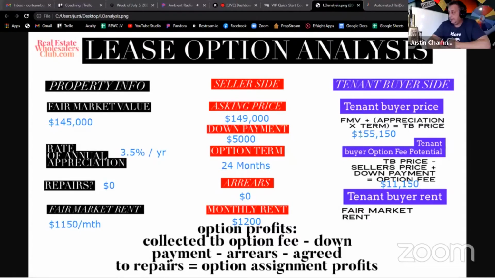So if I sell the house at 155,150 to the tenant buyer, and he puts down $11,150, that brings it all the way down to $144,000, which is the asking price minus his down payment. And that's what's still owed by the tenant buyer. I hope that makes sense.